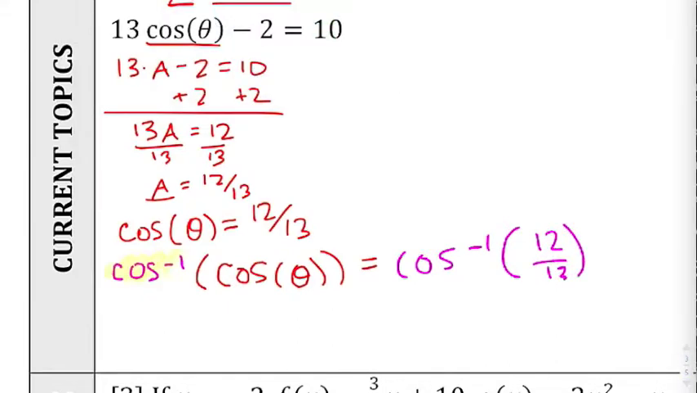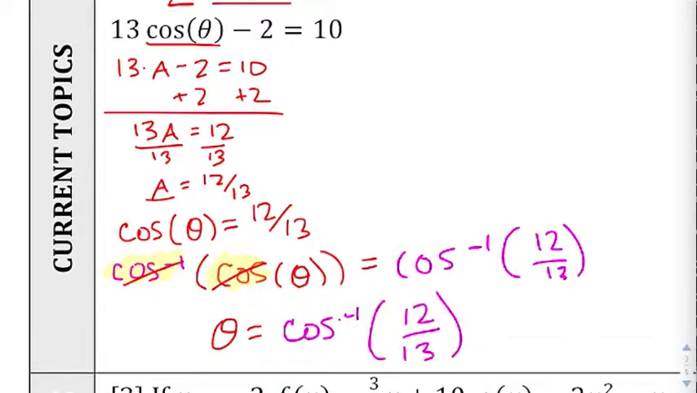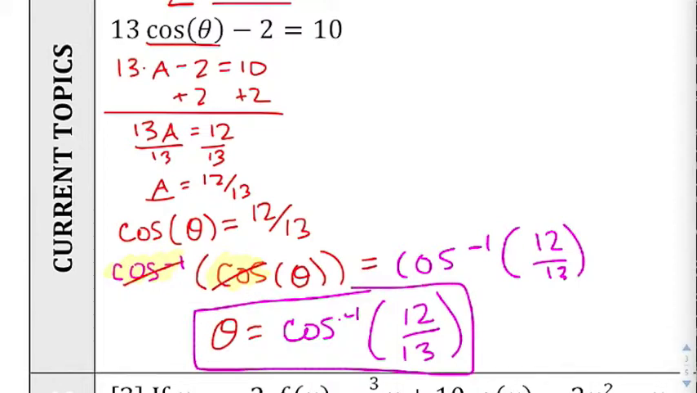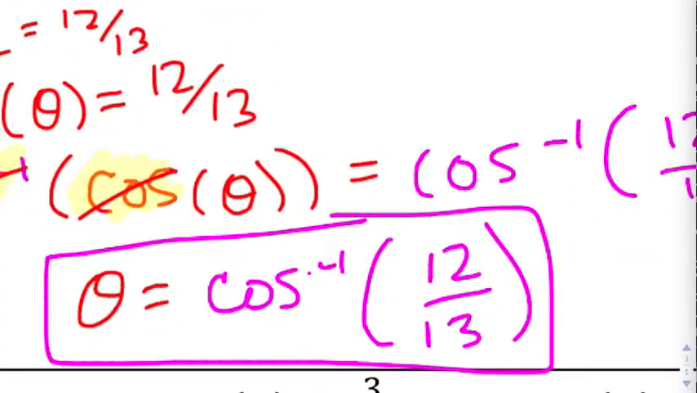Recall, please, that the effect of having a function and its inverse act on the same input is that they essentially cancel each other out. The inverse undoes the action of the function, and so these are gone, leaving you just with theta. And although we don't know what the cosine inverse of 12 over 13 actually is, I was just asking you to solve for theta, and so this is the answer that I was looking for. Now you could go to a calculator, like a graphing calculator, put that bad boy into degree mode and type in the cosine inverse of 12 over 13, and it will return an angle for you.